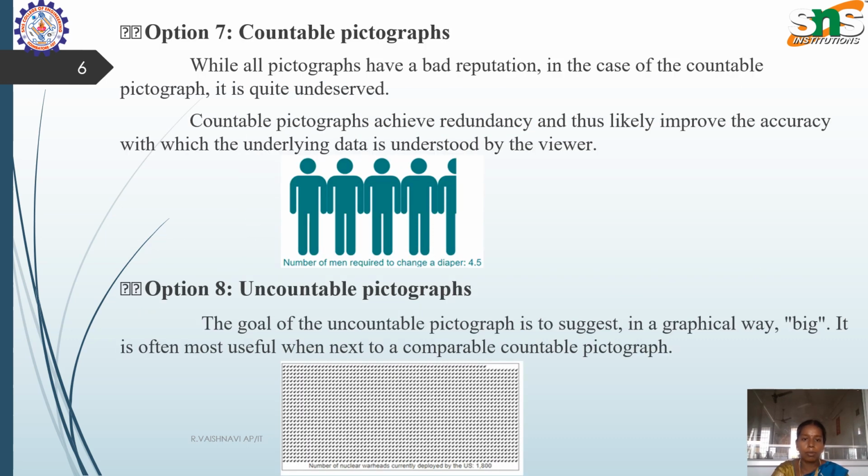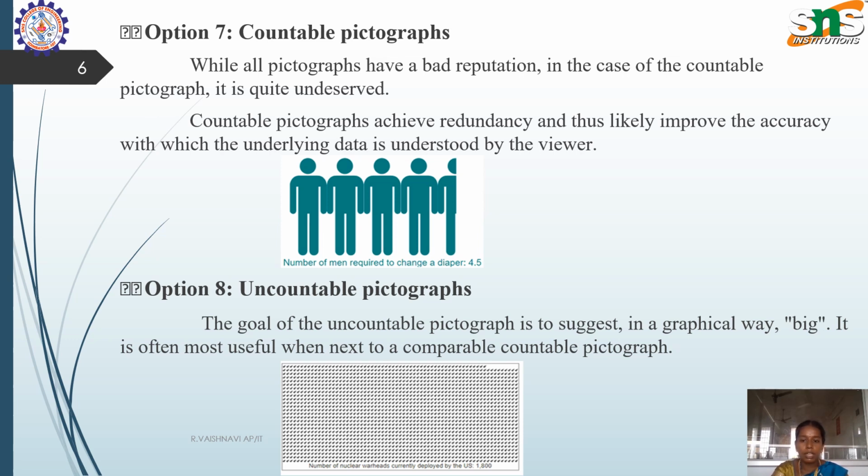Next option is the countable pictographs. While all pictographs have a bad reputation, in the case of countable pictographs it is quite undeserved. Countable pictographs achieve redundancy and thus likely improve the accuracy with which the underlying data is understood by the viewer. Here we have the example, that is 4.5. So we represent it as 4 full man pictures and the remaining half.